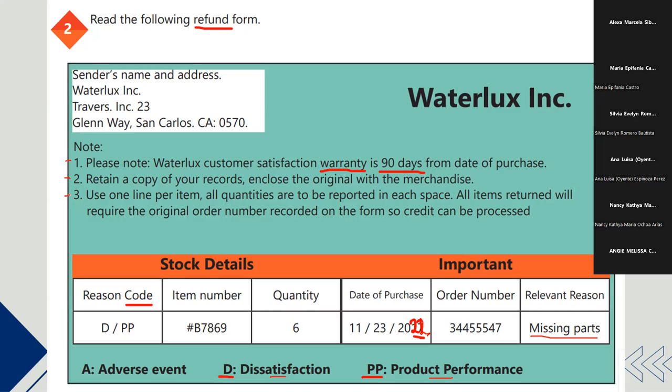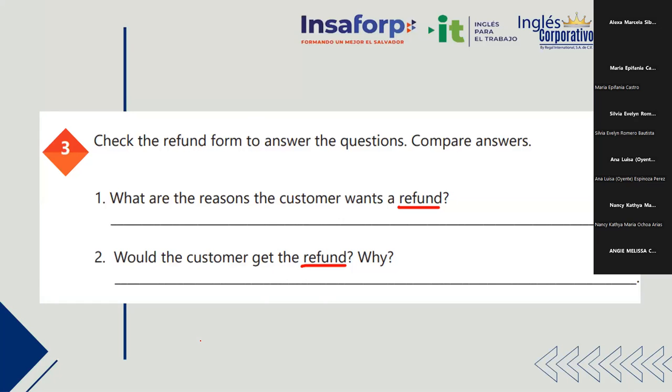All items returned will require the original order number. So the original number is this, right, in this case. That's recorded on the form. If not, the credit cannot be processed. But in this case, the product was purchased on November 23rd, 2022. Okay. So do you think, the question is, would the customer get a refund?